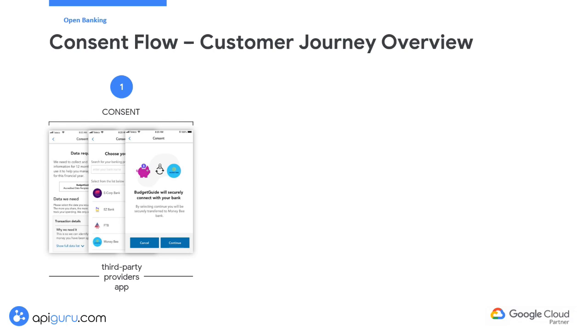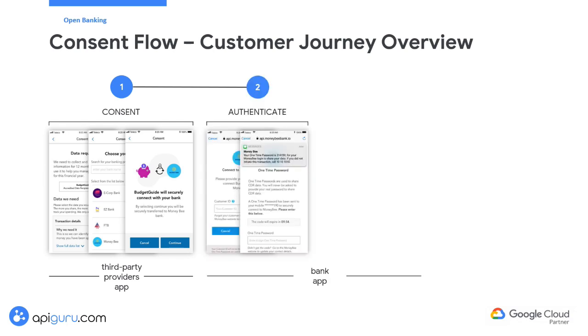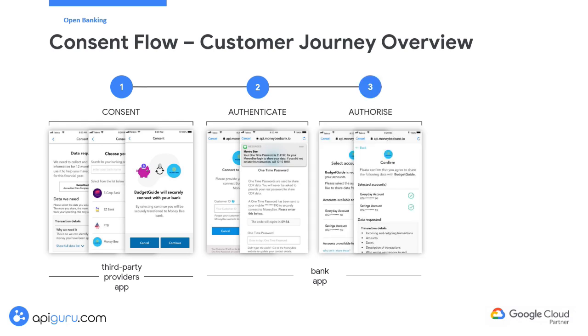This usually involves agreeing to share your data for a specific purpose, such as using a budgeting app or applying for a loan. You will typically be redirected to your bank's secure website or app where you will authenticate your identity using your bank credentials. This ensures that only you can authorize the sharing of your data. When granting consent, you can specify the type and duration of data access.